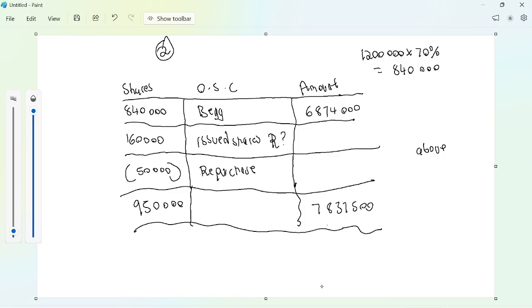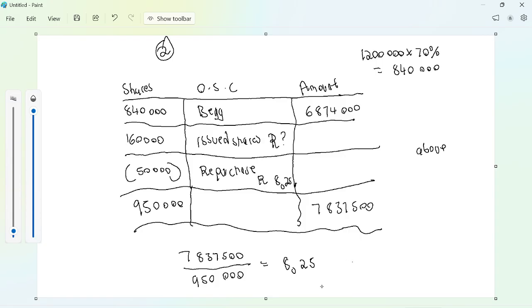7,837,500. So how will I calculate my average price? My average price, I'm going to say 7,837,500 divided by what? 950,000. Therefore it's going to give me 8,25. So 8,25 is my what? Average price.